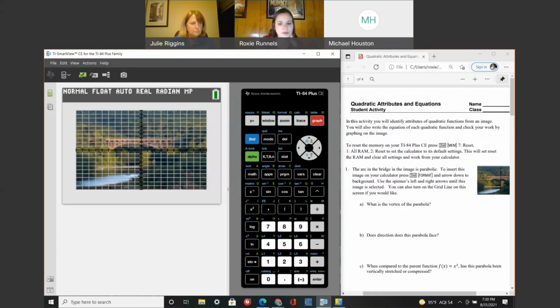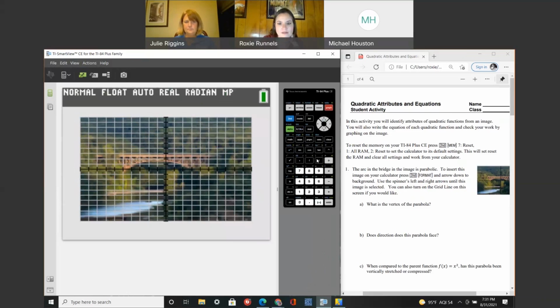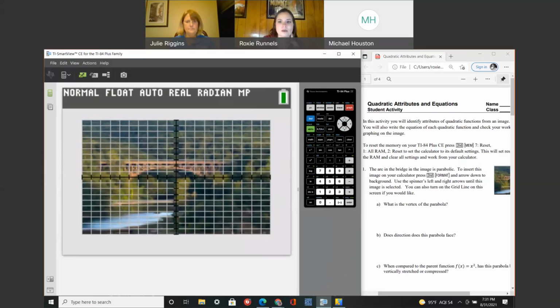So if y'all would please take a look at that and tell me, where do you think that vertex is? I'm going to zoom in just a little bit so y'all can see a little better on your screen. Now I want you guys to answer as a student, where is that vertex? Wrong answers are also welcome.